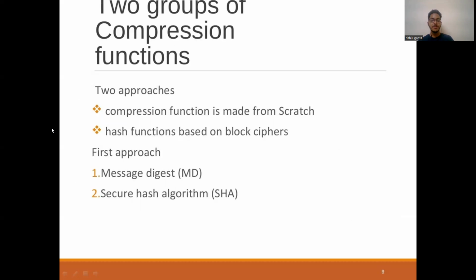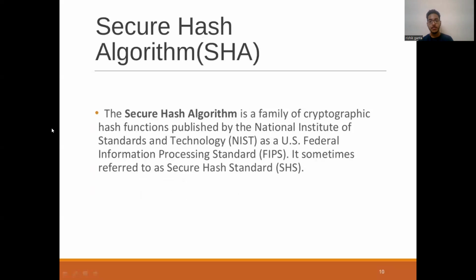Two groups of compression functions. There are two approaches. In one, the compression function is made from scratch, and the other is hash functions based on block ciphers. The first approach is message digest, and the second approach is secure hash algorithm.